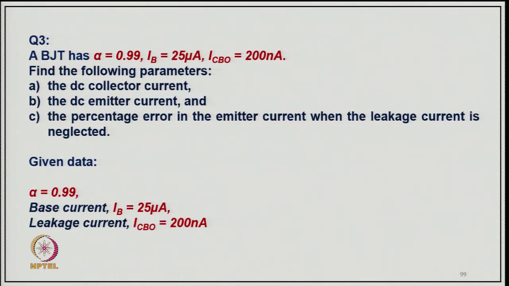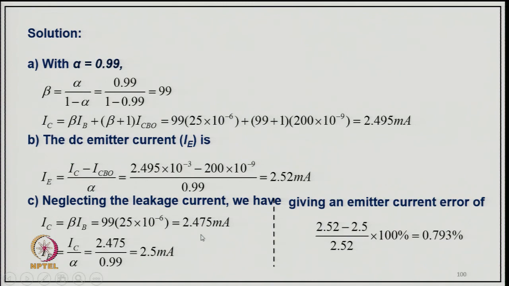Now, coming to the third example: a BJT has alpha equal to 0.99, IB equal to 25 microampere, and ICBO equal to 200 nanoampere. Find the following parameters: the DC collector current, the DC emitter current, and the percentage error in the emitter current when the leakage current is negligible. Given the data here, alpha equal to 0.99, base current IB equal to 25 microampere, and leakage current ICBO of 200 nanoampere. Putting in the values with alpha equal to 0.99, beta is alpha upon 1 minus alpha, which comes to 99.